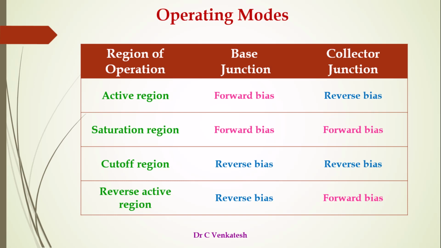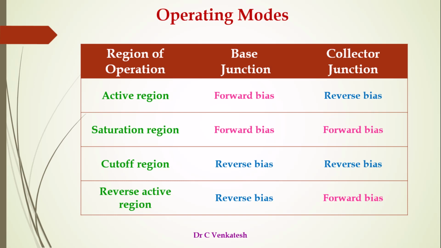The second one is the saturation region. The base junction is forward biased and the collector junction is also forward biased. That is, both the base and collector junctions are in forward biased condition. So both the junctions are closed switches. The transistor acts like a short circuit. Current freely flows from collector to emitter. The transistor is fully on, operating as a switch.